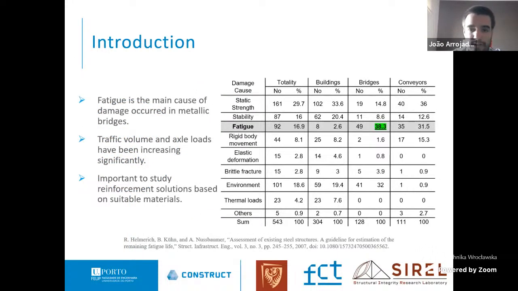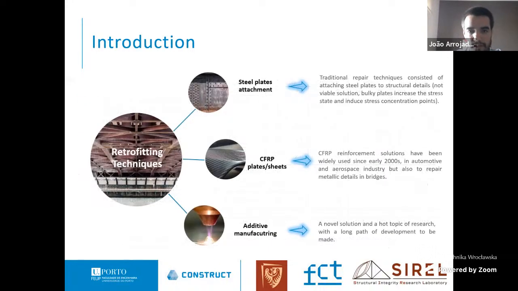As we know from this table, fatigue is the main cause of damage in metallic bridges. The traffic volume and axle loads have been increasing significantly over the years. So it's very important to study reinforcement solutions based on suitable materials. Traditional retrofitting techniques were based on steel plate attachment, which consisted of attaching steel plates to structural details. But this is not a viable solution because these plates were bulky, increased the stress states, and also induced stress concentration points.